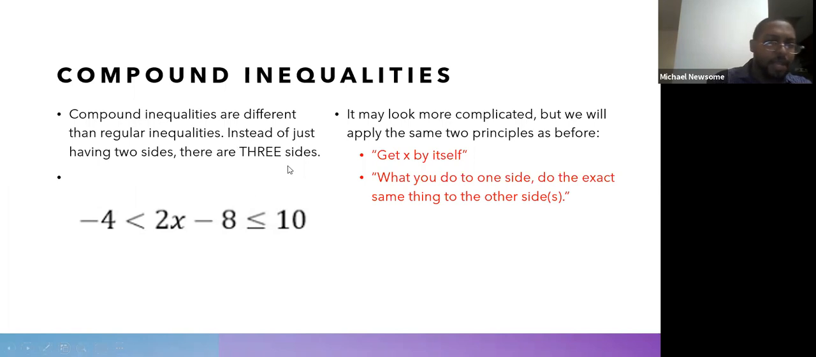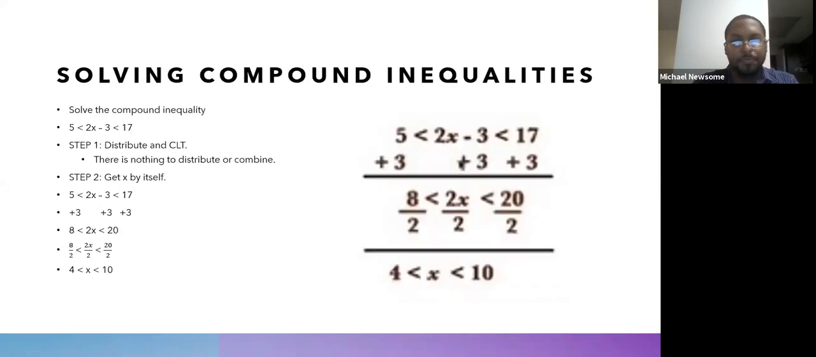It looks complicated. You're going to want to complicate it, because there are 3 sides to things. You don't have to. Get x by itself. Whatever you do to one side, do the same thing to the other sides.